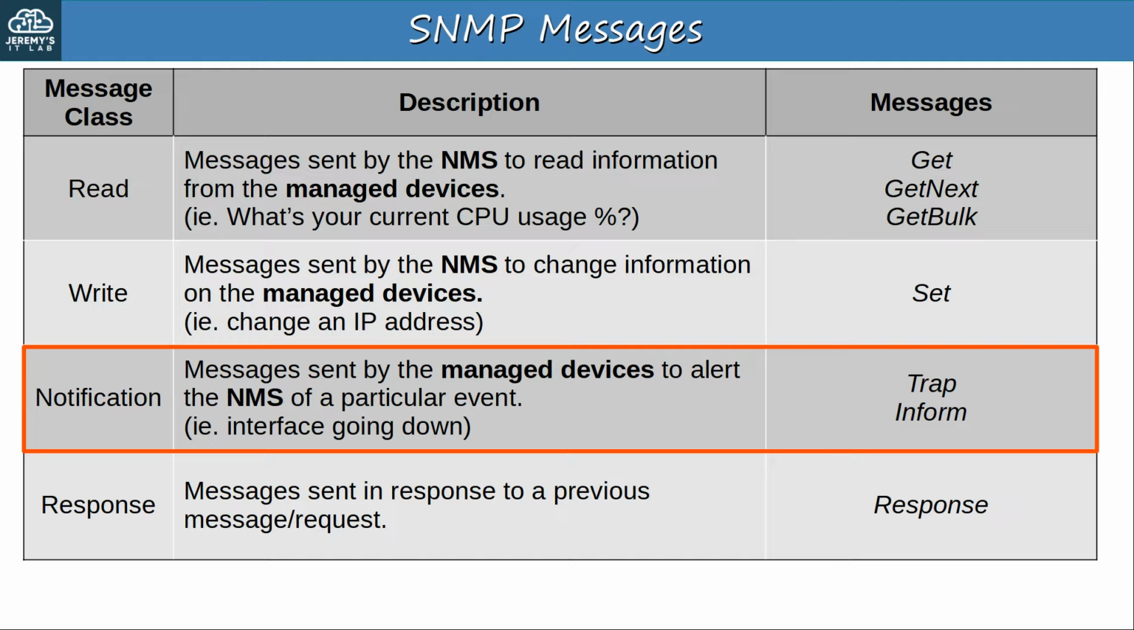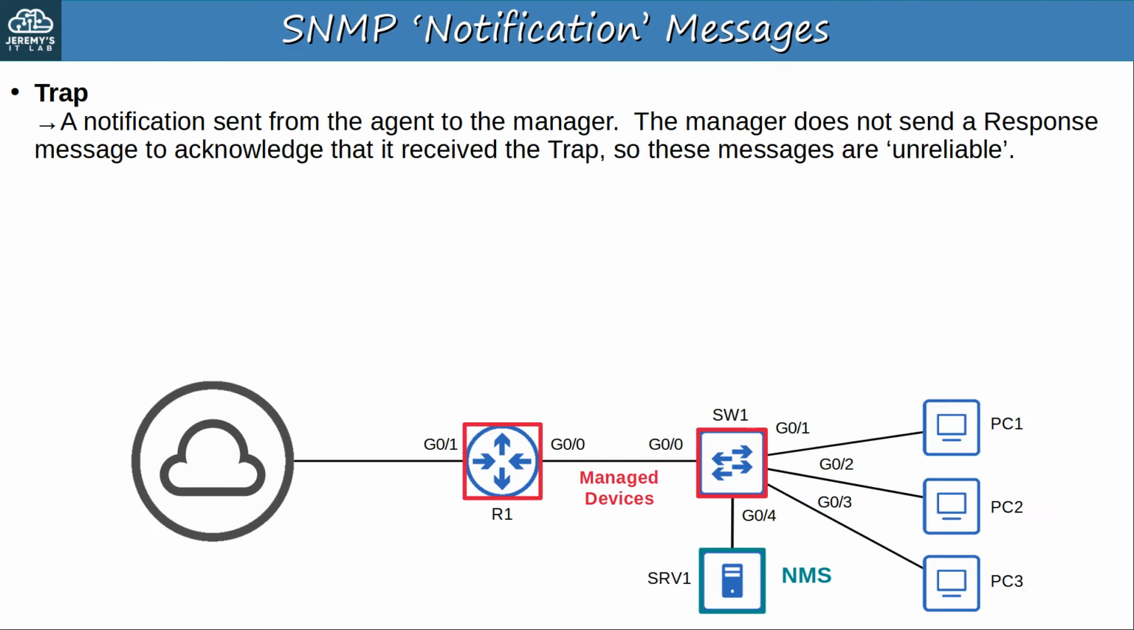These are messages sent by the managed devices to alert the NMS of a particular event, for example when an interface goes down. There are 2 different messages, trap and inform. Let's check them out. First up, the trap message. This is a notification sent from the agent to the manager, so the managed device to the NMS. The manager does not send a response message to acknowledge that it received the trap, so these messages are unreliable.